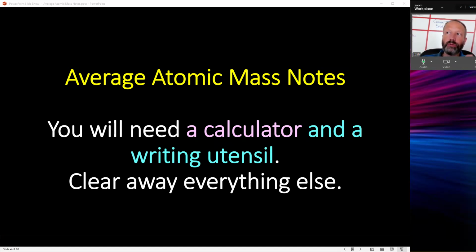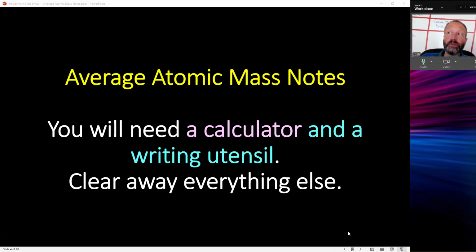You already went over a lesson on isotopes. Isotopes are atoms of the same element because they have the same number of protons, but they have different neutrons, and so they will have different masses. So same identity, different masses.